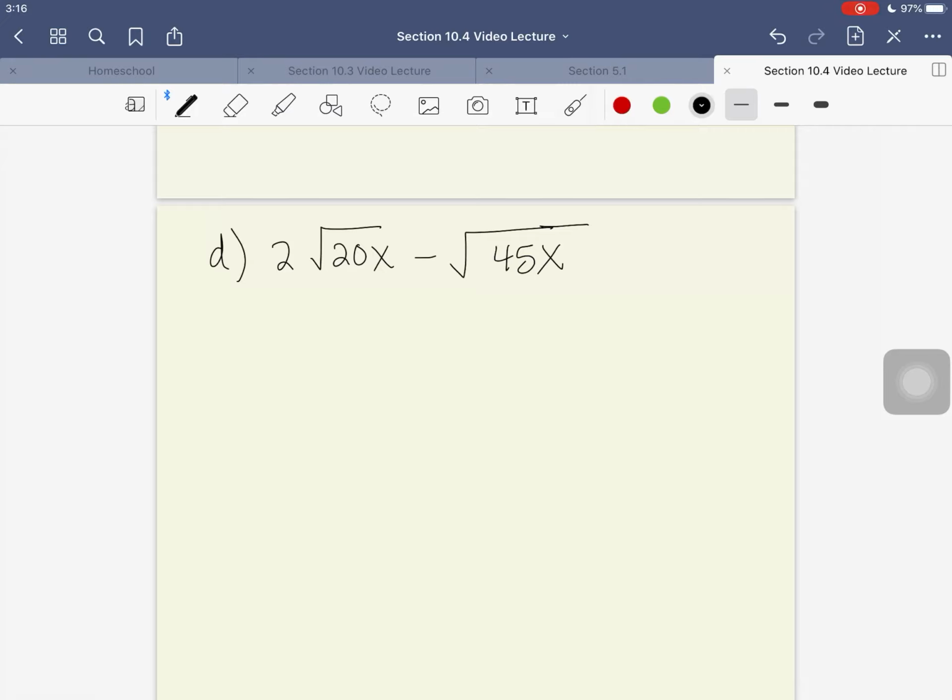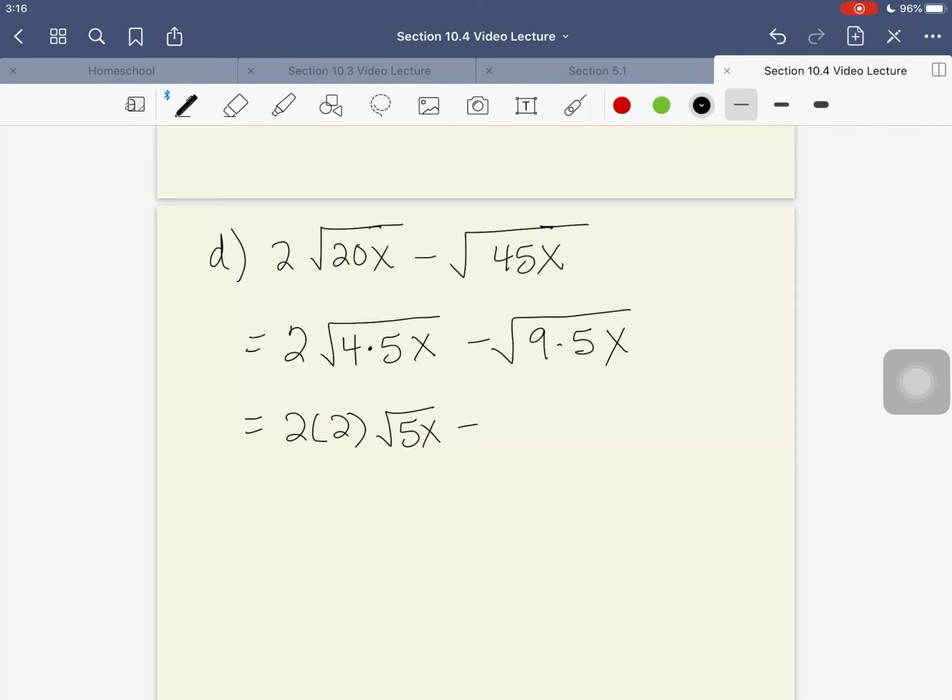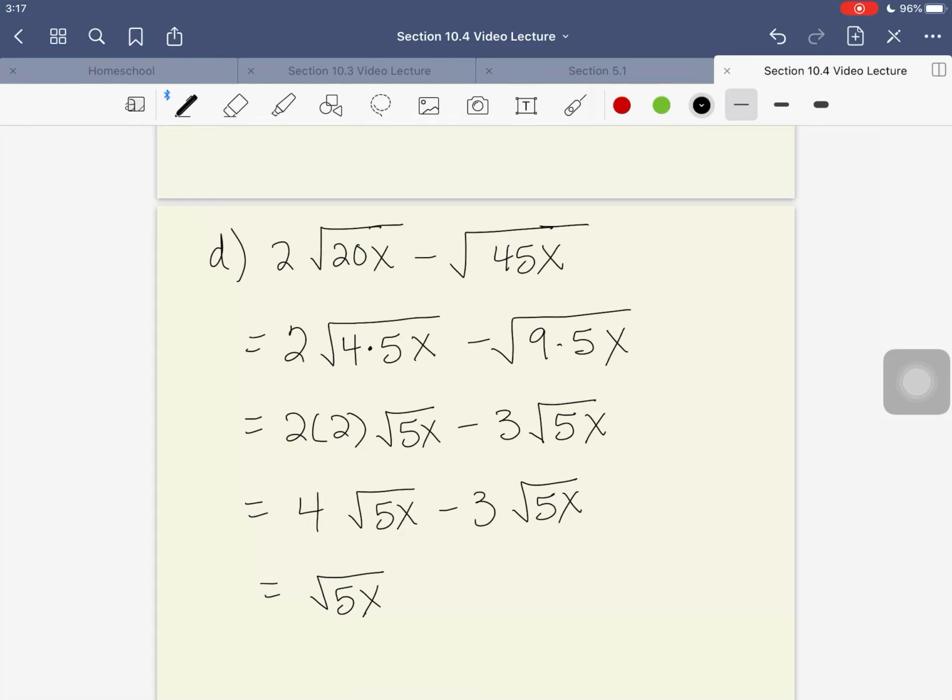All right, same with this one. We want to break down those square roots first. So I can rewrite this as the square root of 4 times 5x minus the square root of 9 times 5x. The square root of 4 is 2, so now that's 2 times 2 square root of 5x minus 3 square root of 5x. 2 times 2 is 4, so 4 square root of 5x minus 3 square root of 5x equals 1 square root of 5x, or you can just write square root of 5x.